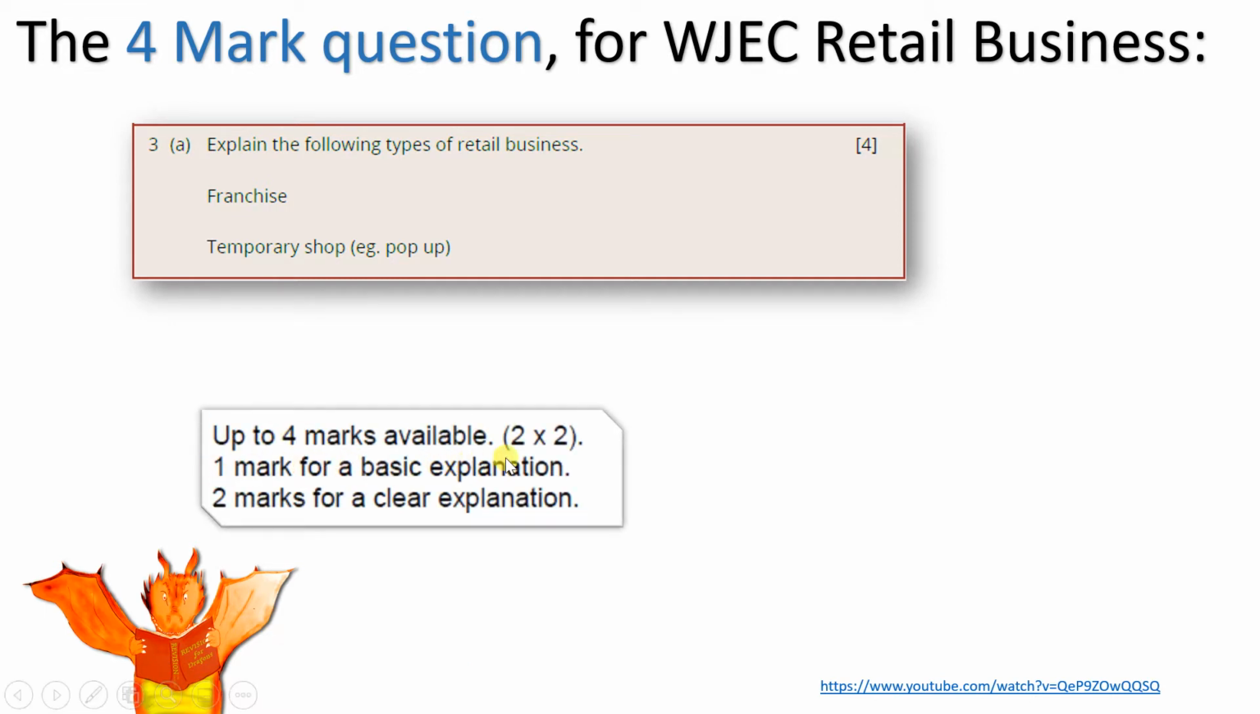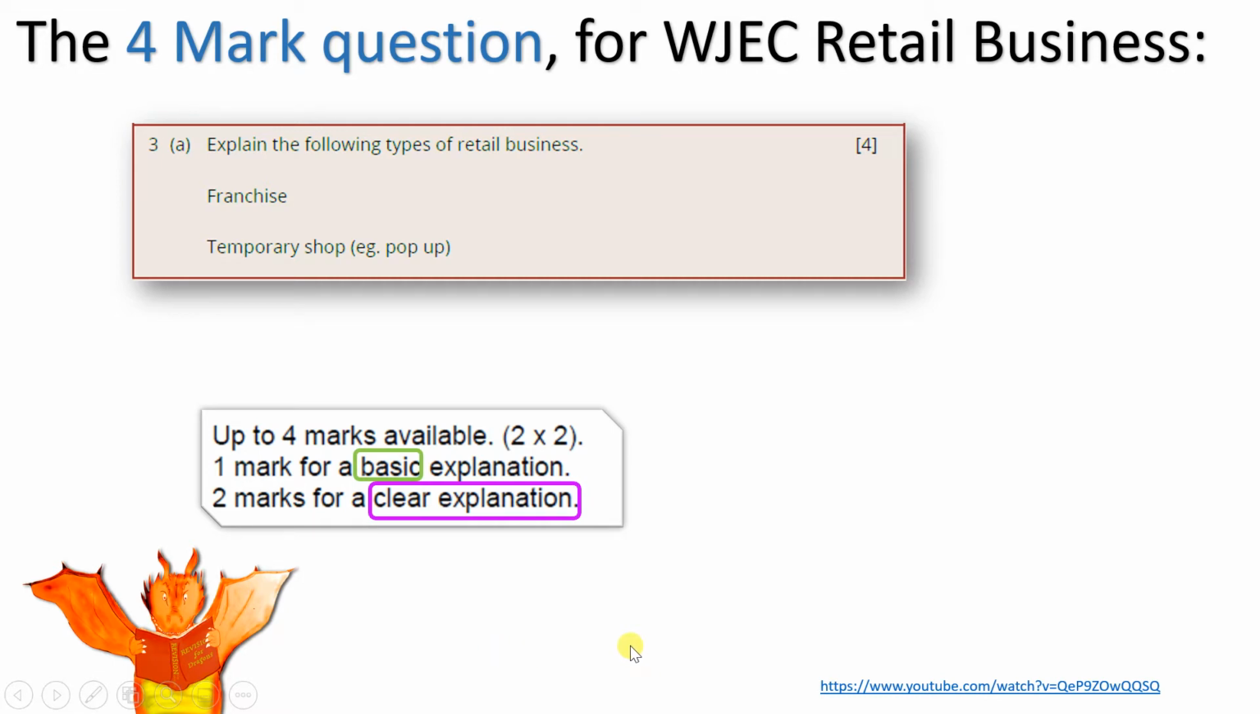As you can see, there's 1 mark for a basic explanation. So if you make a statement about one of the retail types, a franchise is, a temporary shop is, that will give you 1 mark. But if you go in with some detail, and actually name, say, 2 to 3 features of a franchise, 2 to 3 features of a temporary shop, then that's where you get to the clear explanation, and that's when you're earning the extra marks per retail type.